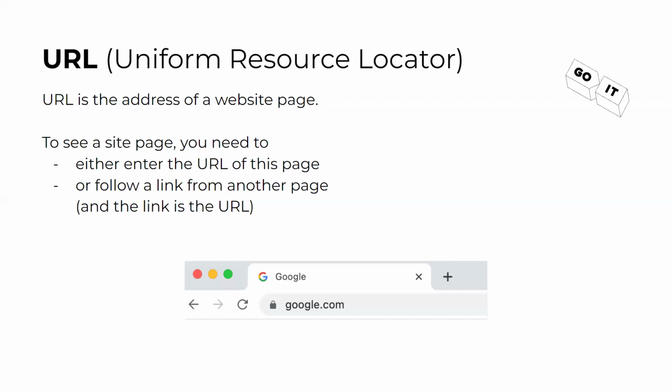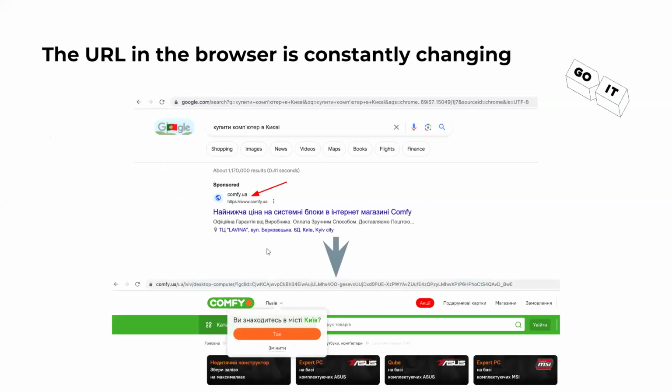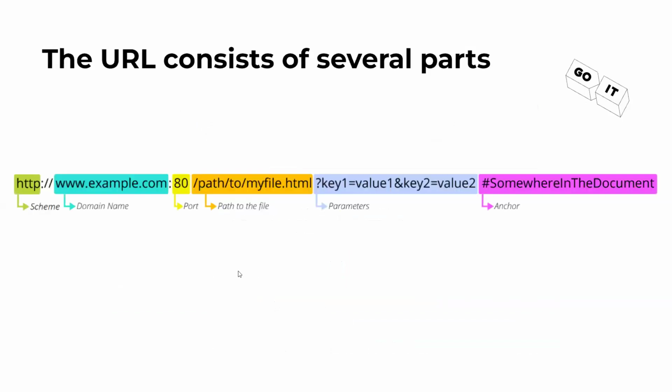So for us to be able to get to a website page, we need to either enter the URL or follow a link from another page, and that link will be the URL. So the URL in the browser is constantly changing. Whenever we go from one website to another website, the URL constantly changes. The URL consists of several parts.